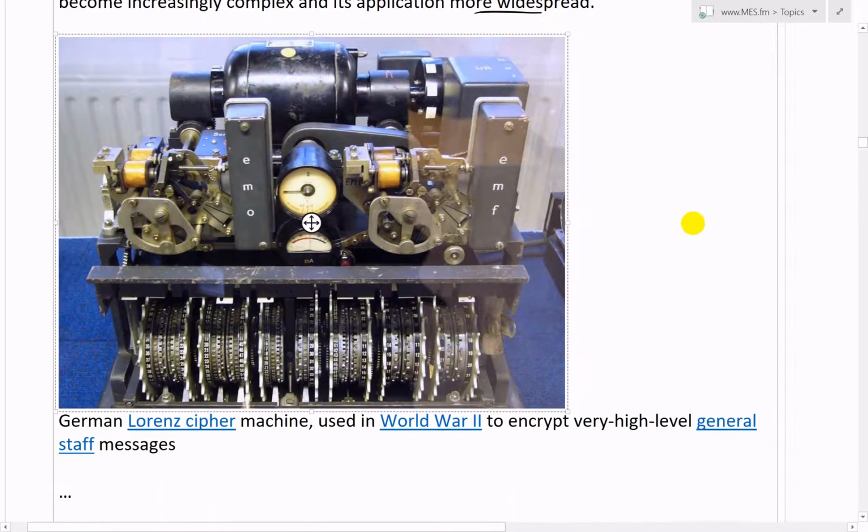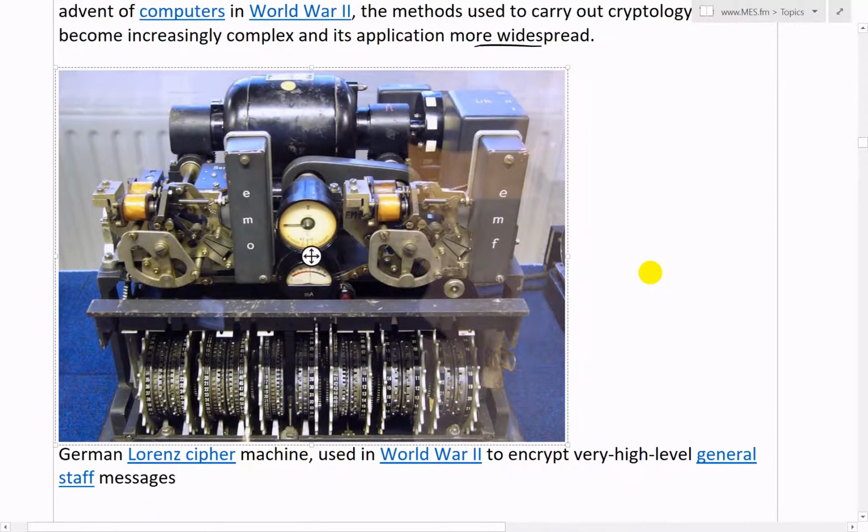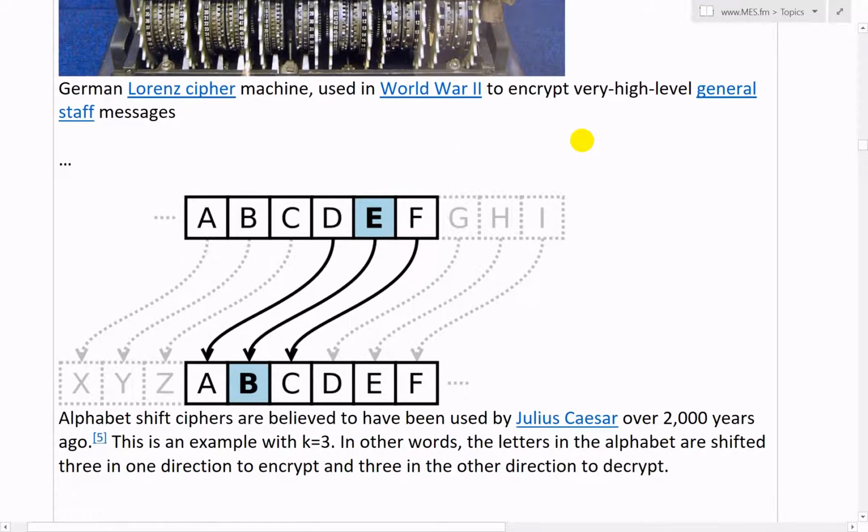Here's an illustration of the German Lorenz cipher machine used in World War II to encrypt very high-level general staff messages. That's some pretty big stuff. And here's an example of an alphabet shift cipher, believed to have been used by Julius Caesar over 2,000 years ago. This is an example with k equals 3. In other words, the letters in the alphabet are shifted 3 in one direction to encrypt and 3 in the other direction to decrypt. So if you have A, B, C, D like this, you just shift this over.